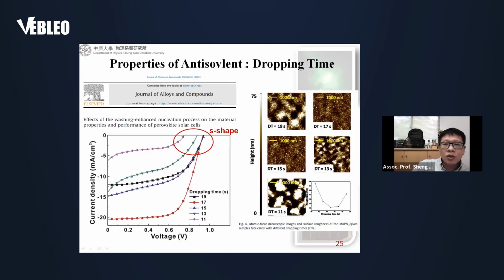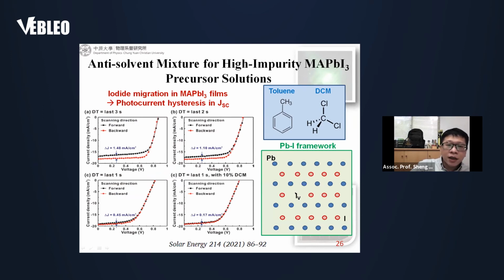And we also try to study the dropping time of anti-solvent effect. The optimal dropping time is 13 seconds. Okay, you can see here the morphology also changes a lot. And we also try to study the impurity effect. We can use different dropping times, then try to minimize the current hysteresis effect.